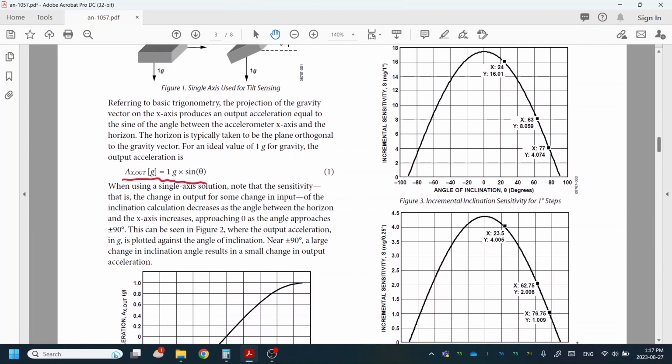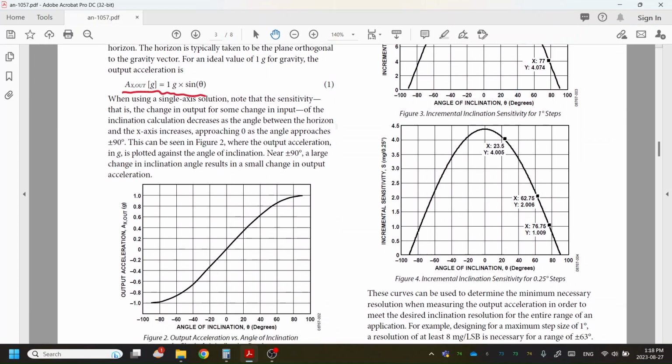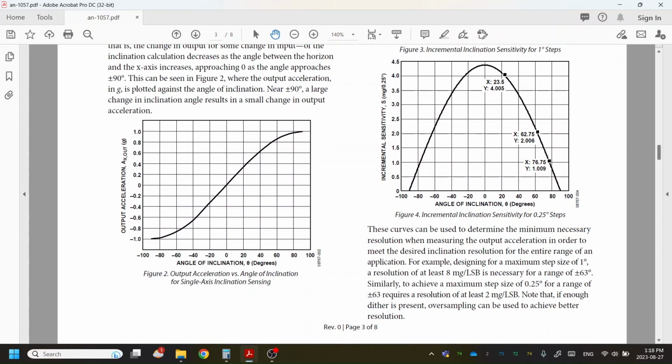And if it's a single axis accelerometer, what is the sensitivity with the angles? Okay, basically what's this plot here? What we have here is angle of inclination and the output acceleration. Remember the equation AX equals G times sine theta. That's basically what this plot is about. If you look carefully here, we have zero acceleration here, we have zero inclination angle here. So it's basically the sine wave.